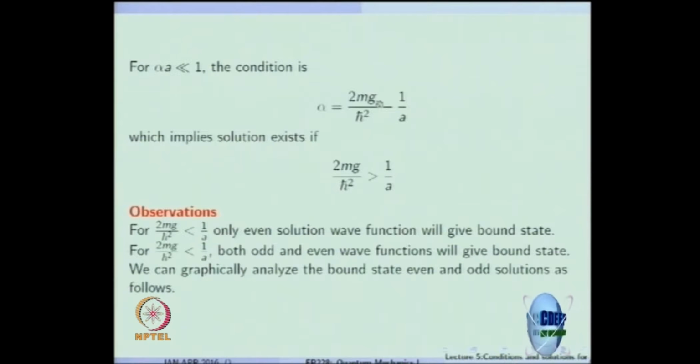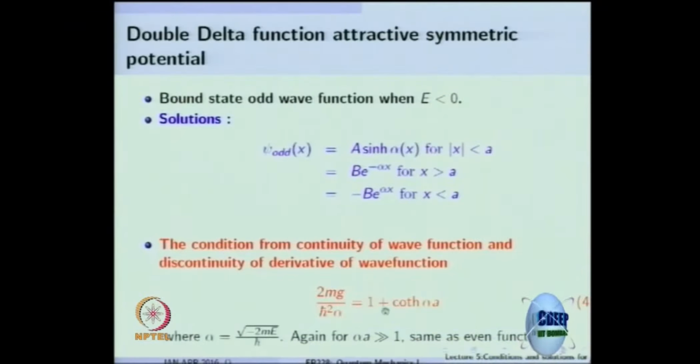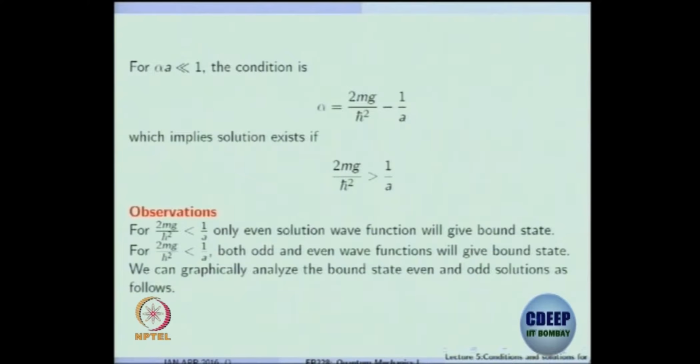We have tried to put a discontinuity in the derivative function. We know what the discontinuity factor is, right? We have substituted and we ended up with an equation which is a coth hyperbolic function, but then we try to find the trend for alpha A very much less than 1, and the trend seems to be that if the A value satisfies this criterion, you will find a solution for alpha A less than 1. So, what are the observations?